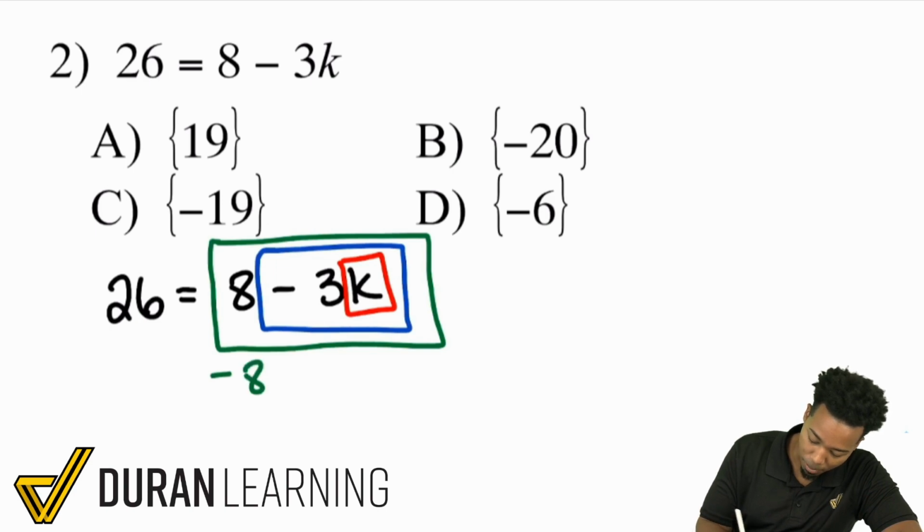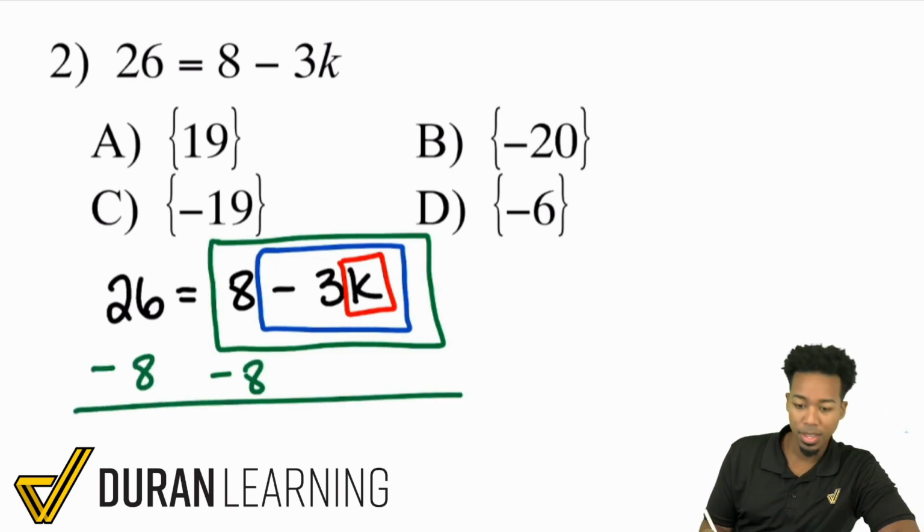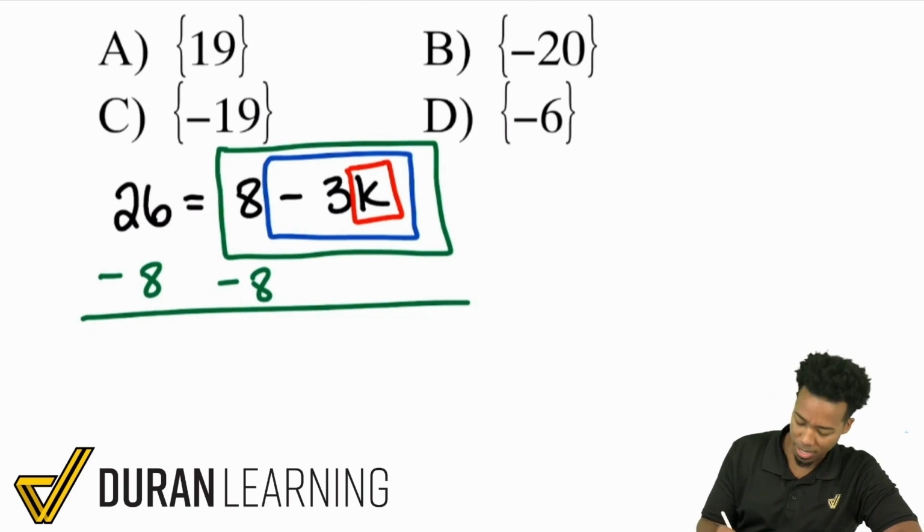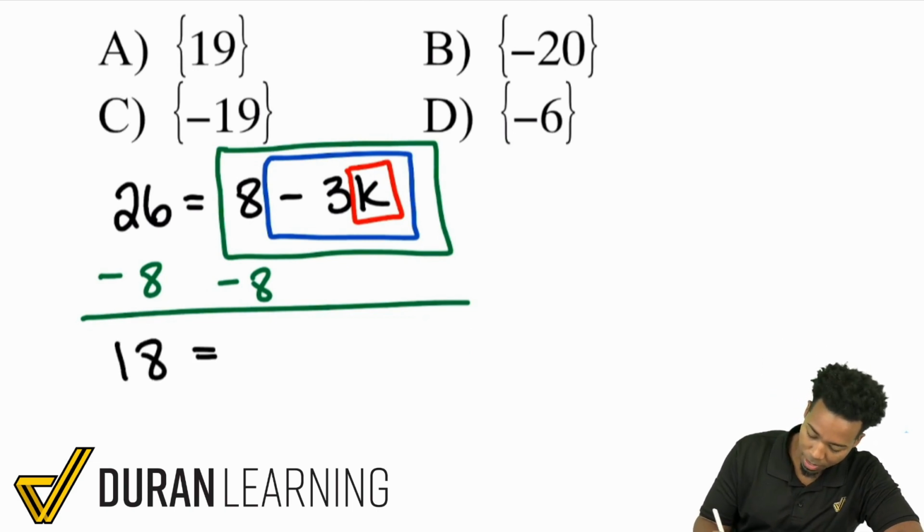So I'm going to take away 8 on both sides here. And once I do that, I got myself 26 minus 8. That's going to go ahead and be 18. And then we still have that negative 3 that we had before, the negative 3k.